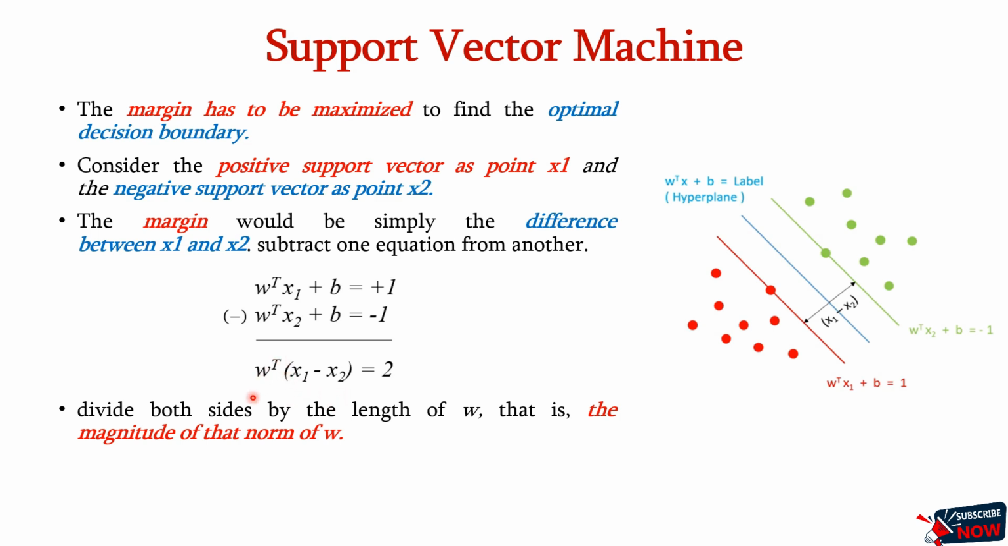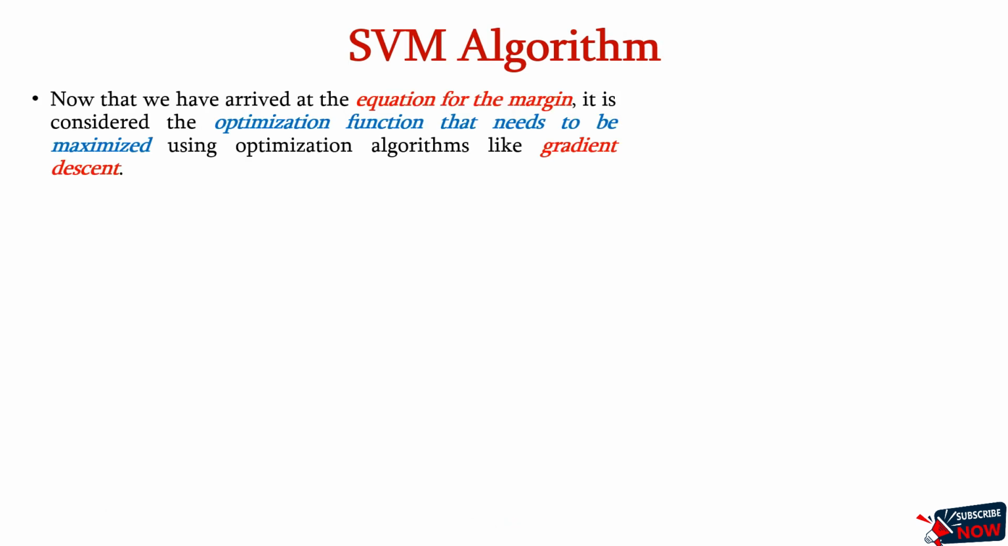So to cancel this W transpose, let us divide both sides by the length of W, that is the magnitude or norm of W. So dividing both sides by norm of W, this gets cancelled and we will be having x1 minus x2 is equal to 2 divided by norm of W. Now we have arrived at the equation for the margin.